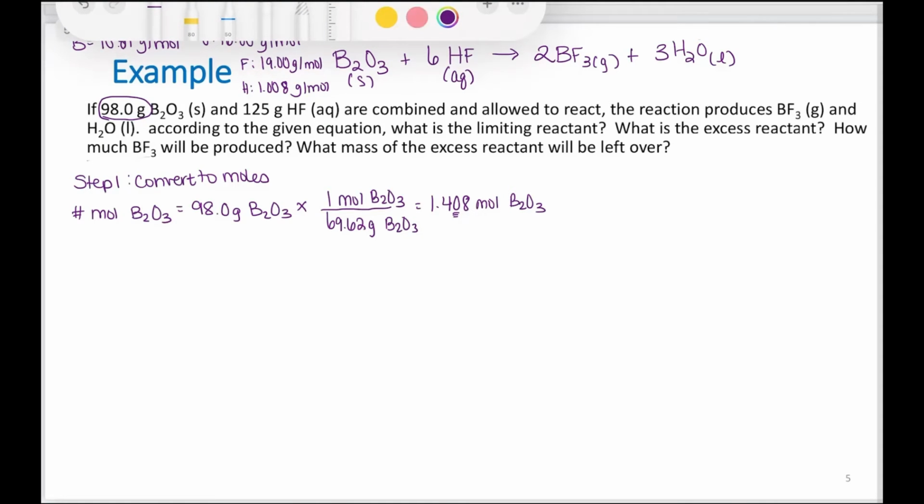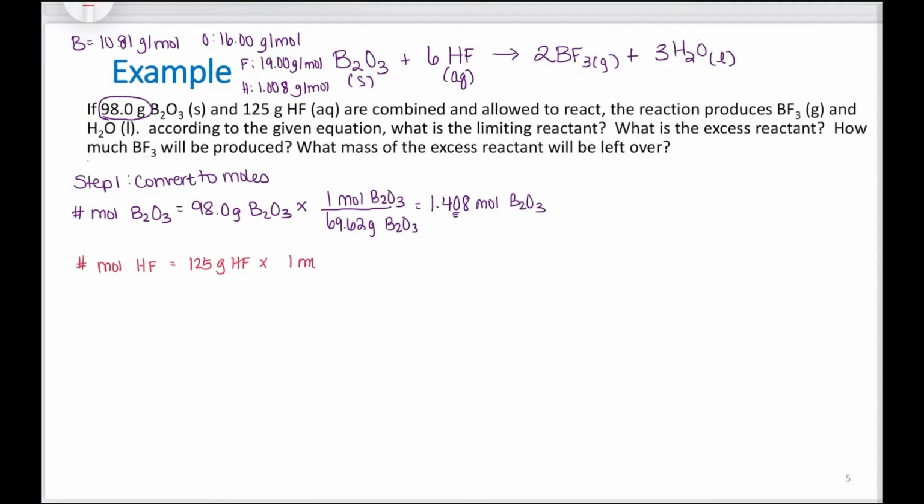I'm also going to do the same thing and convert to the number of moles of HF. I'm starting with 125 grams of HF. Convert that to moles of HF. And when I add up the molar mass of HF, I find it to be 20.01 grams per mole of HF. When I calculate this out, I find this to be 6.247 moles of HF. Just like with the B2O3, I'm carrying 1 extra sig fig here.